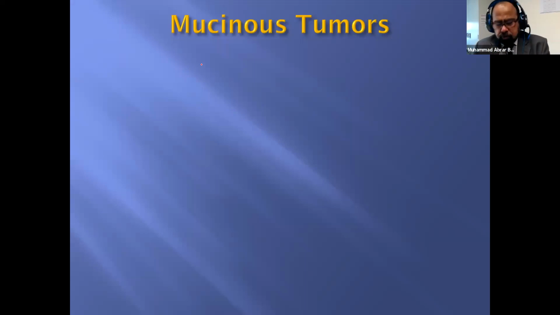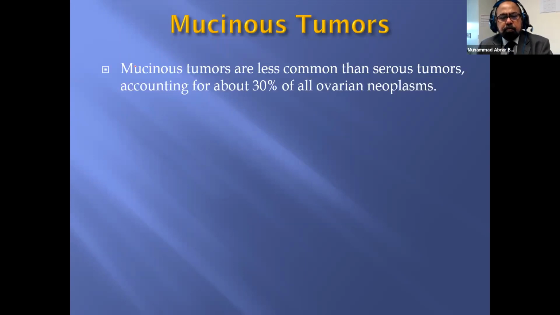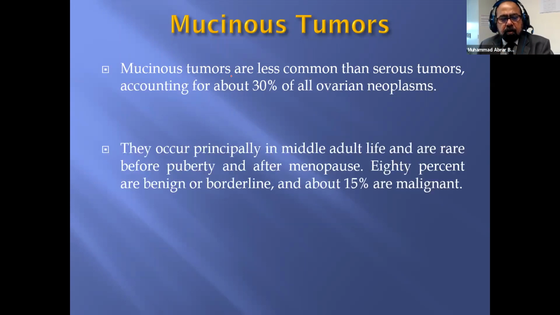If you have. So the second one is a mucinous tumor. As I said, mucinous tumors are less common than the serous one, accounting for only 30% of the total neoplasms. They occur principally in middle age and are rare before puberty or after menopause. So we have a specific age group. It means you cannot have a mucinous tumor before the age of 20, and you don't have a mucinous tumor after the age of 65, 70. So in between, you can have that.